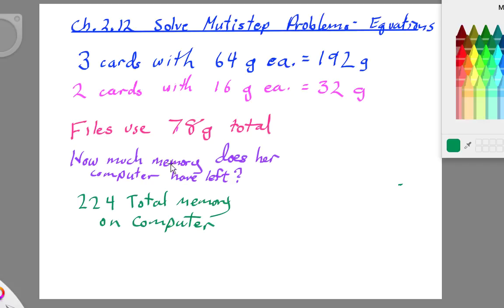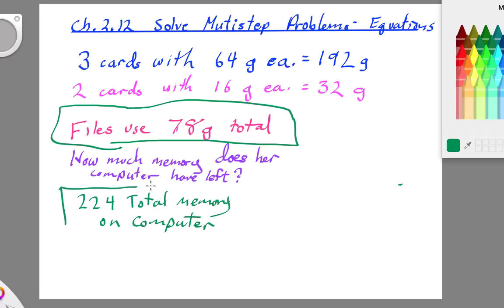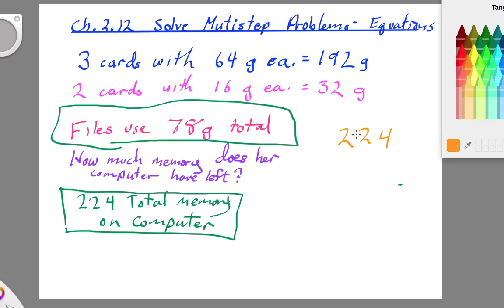How much memory does her computer have left? Well, we know that she's used that much, 78 gigs, and she has a total of this much, and so we have to find the difference. So the difference is a subtraction problem, and we have our total. This is our final step, minus what we've used, and that'll give us an answer.